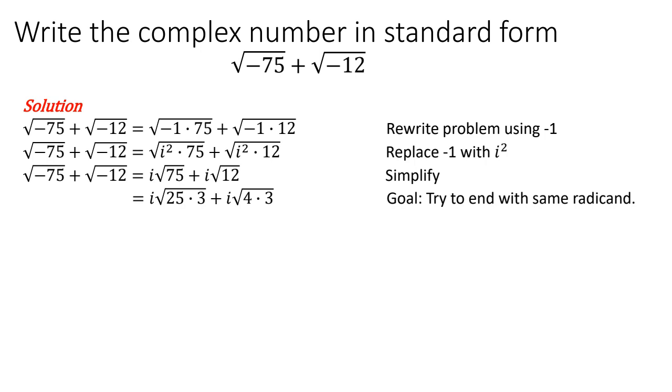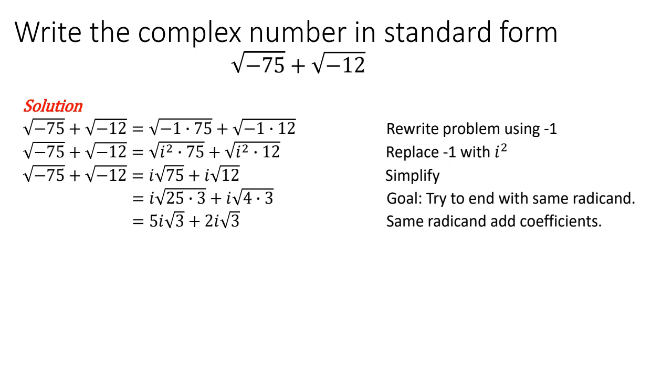Now, these are easy to split up, but the reason why I wanted to split these values up is I always want to split them up into perfect squares. The square root of 25, I know that's 5. The square root of 4, I know that's 2, so that simplifies. And this gives me this, 5i square root of 3 plus 2i square root of 3.